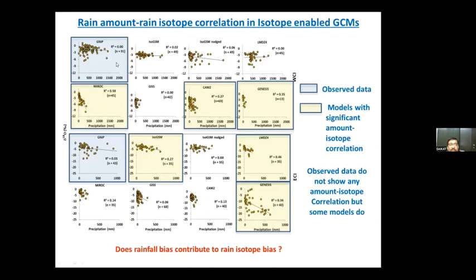So this is some of the isotope climate parameter correlations that we studied in the observation. GNIP is the observation and the others are the models. While we do not see any negative correlation between amount and isotopes in the observations, many of the models actually show significant negative correlations. So one can say that the isotope amount correlation is overestimated in the models. Now the question is: does the rainfall bias solely contribute to the isotope biases?